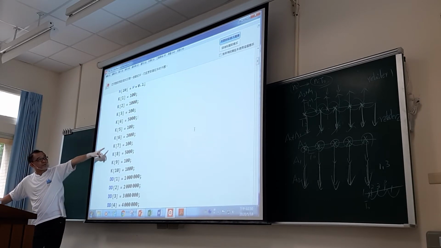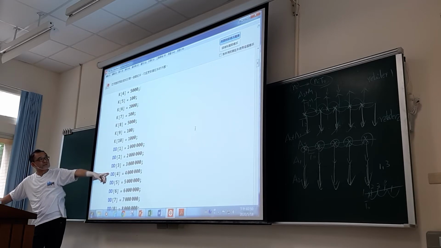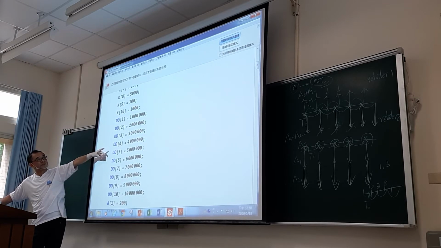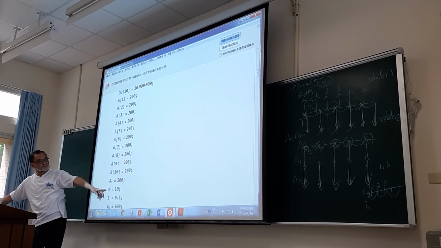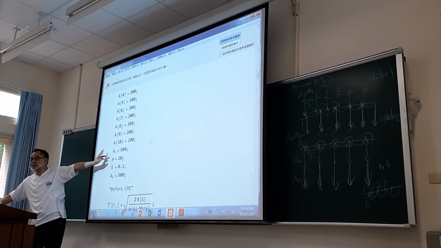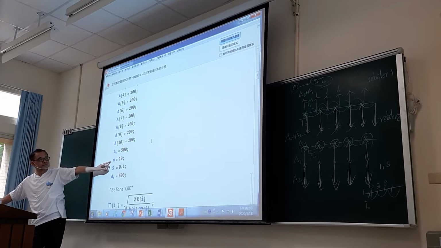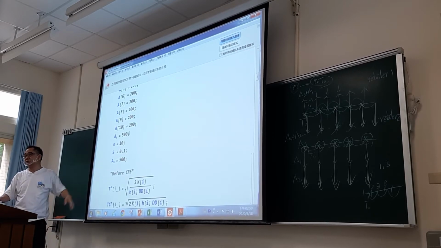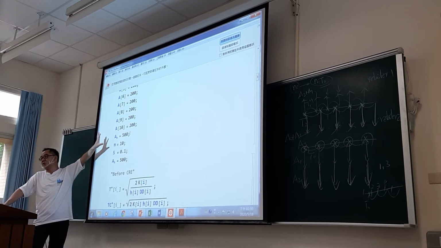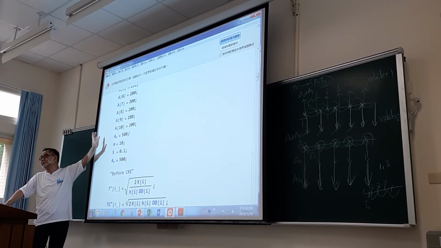100, 1,100, and so on. Okay, the demand is 1 million, 2 million, 3 million. It's all based on the numeric example in the paper. So there's a lot of numeric examples. There's the fundamental one. There's the very first one.